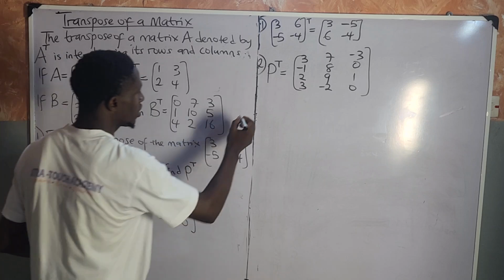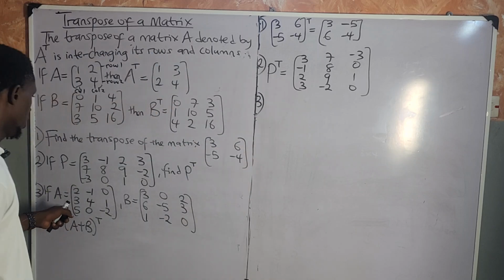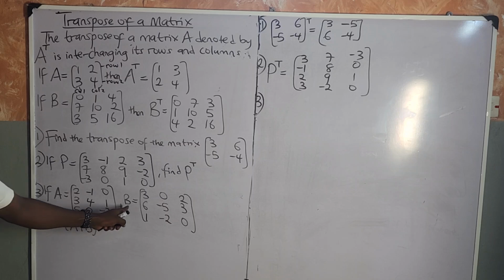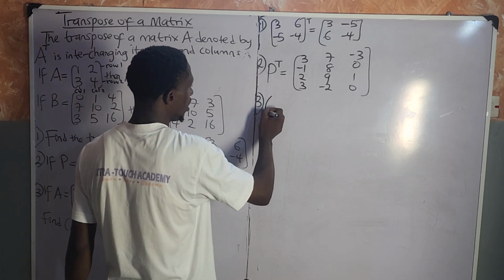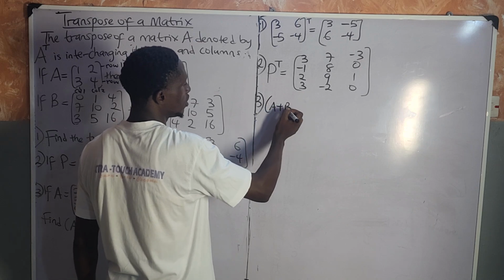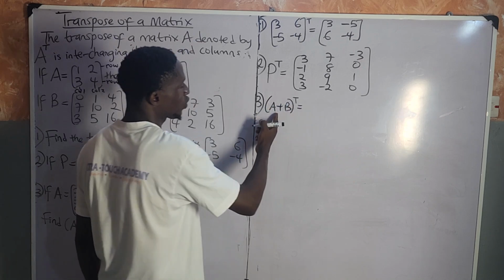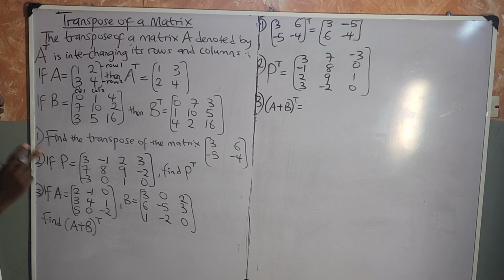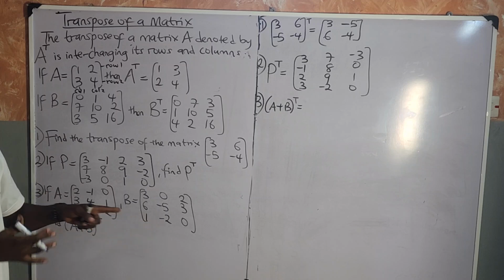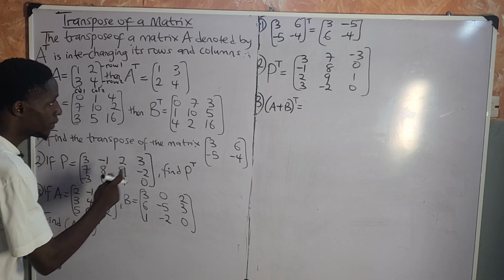We go to number 3. If matrix A is this, and matrix B is this, find A plus B transpose. So A plus B transpose is what we are looking for, but we need to add A plus B first. And you remember how we used to add. You can only add when the orders are the same. The order here is 3 by 3. The order here is 3 by 3. So we can add.